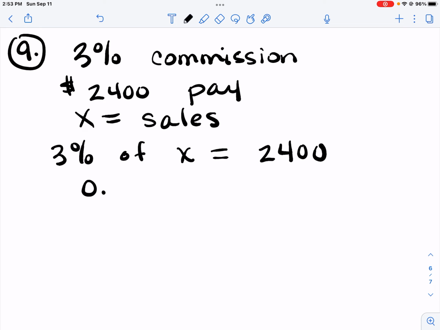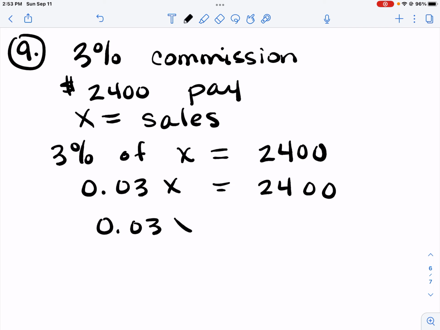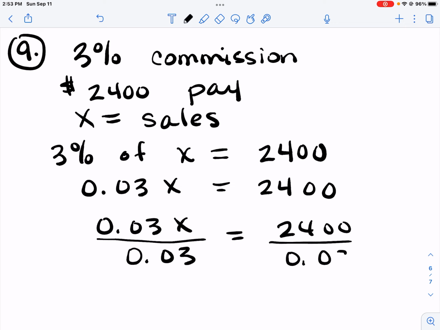So, 0.03 times X. We know what we want that to equal. So divide. Okay, and there are other ways to do this. If a different way makes more sense to you, that's fine. We can also use the is over of. Okay, so they've got to make $80,000 worth of sales.